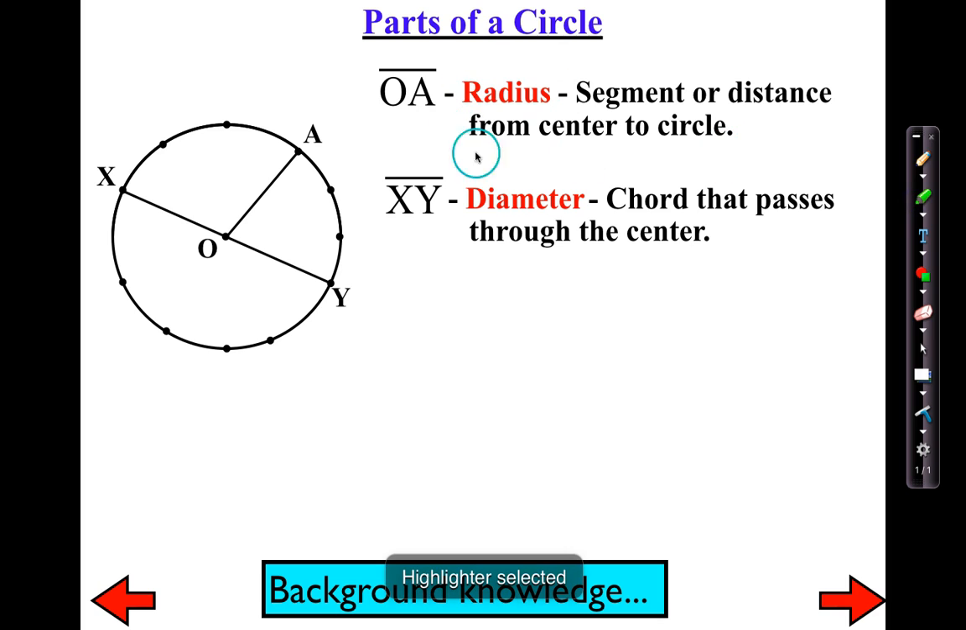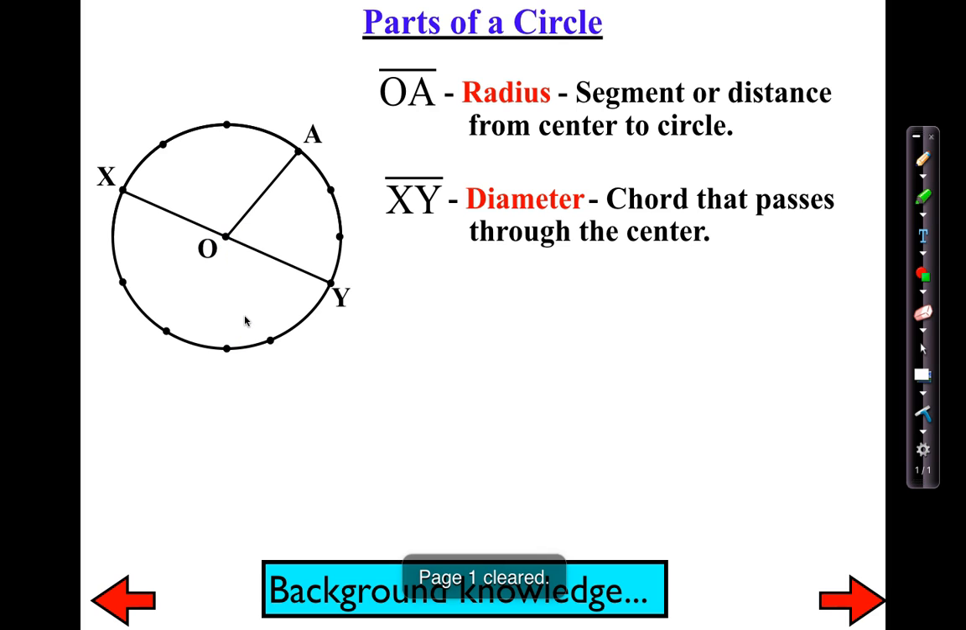Real quick, the radius is any line segment from the center to the outside of the circle. So this would be a radius. In fact, this would be a radius as well. This would be a radius, and any line from the center to the outside of the circle is a radius.